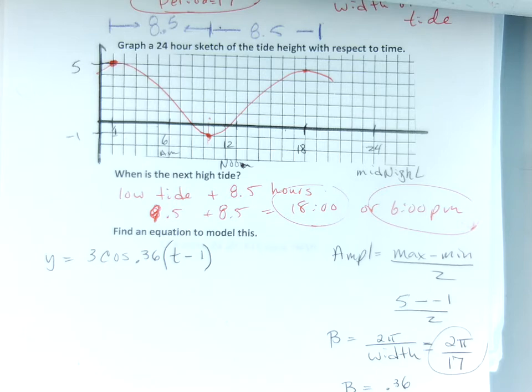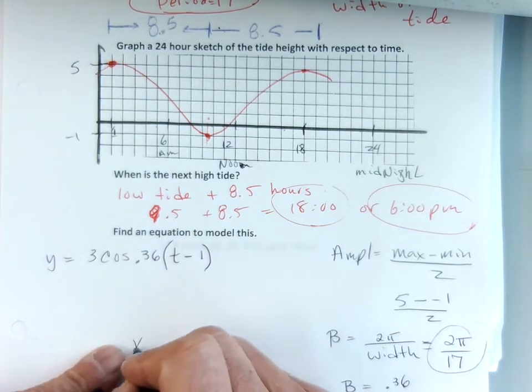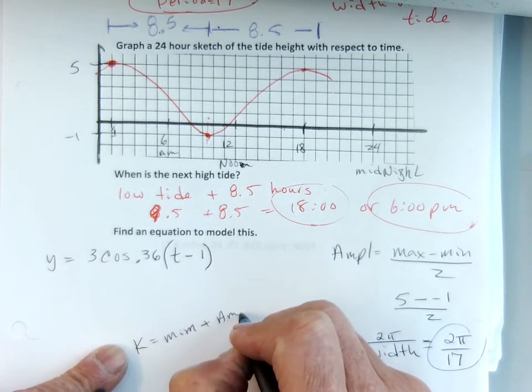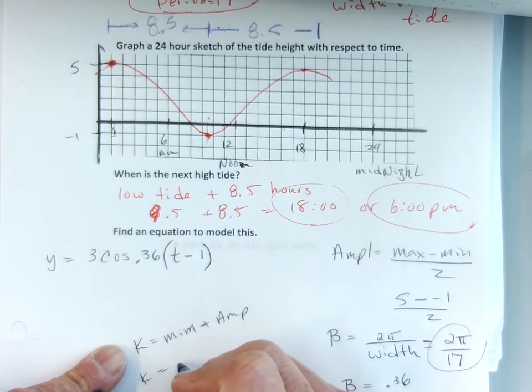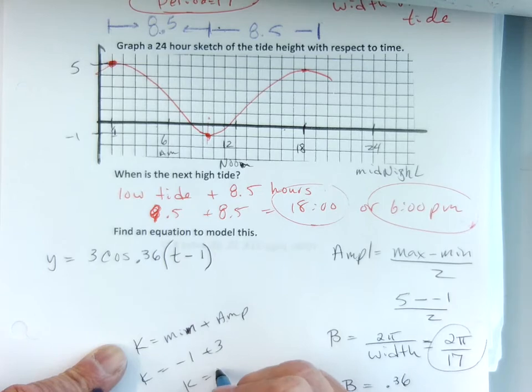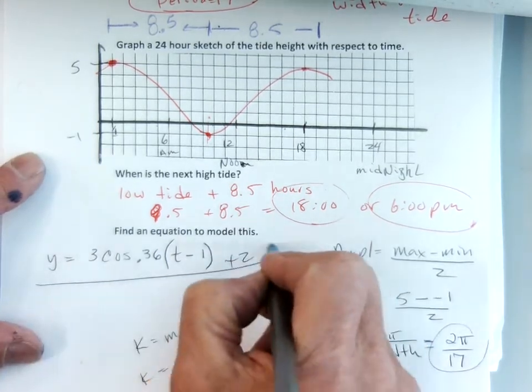I mean, the middle of the curve, and if you're not sure how to get it, I'll show you here real quickly. The middle of the curve is right there. Do you see it? It's been moved up 2. Can you see the move up 2? Now, if you can't see that, there's a formula also to use. If you can't find the value k, which is the vertical shift, k is equal to your minimum plus your amplitude. Our minimum is negative 1, and our amplitude is 3, so the value of k is 2. So here is our equation.